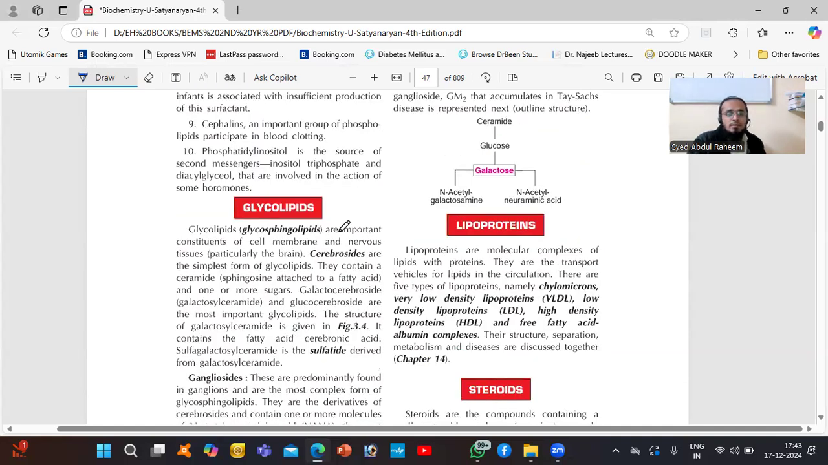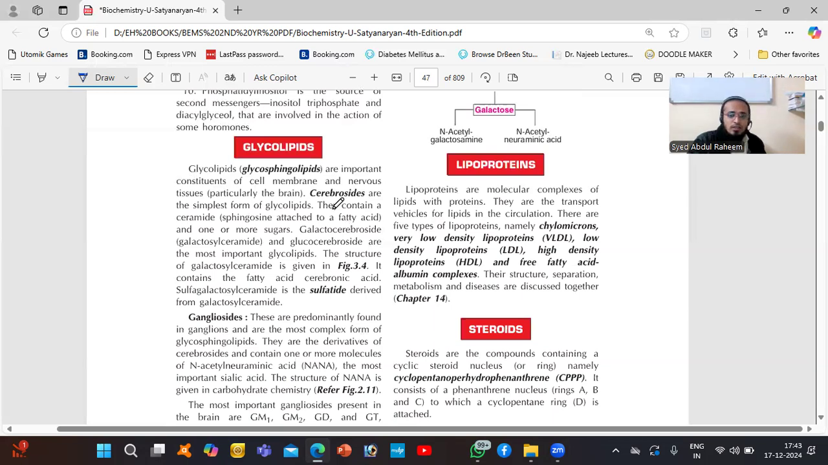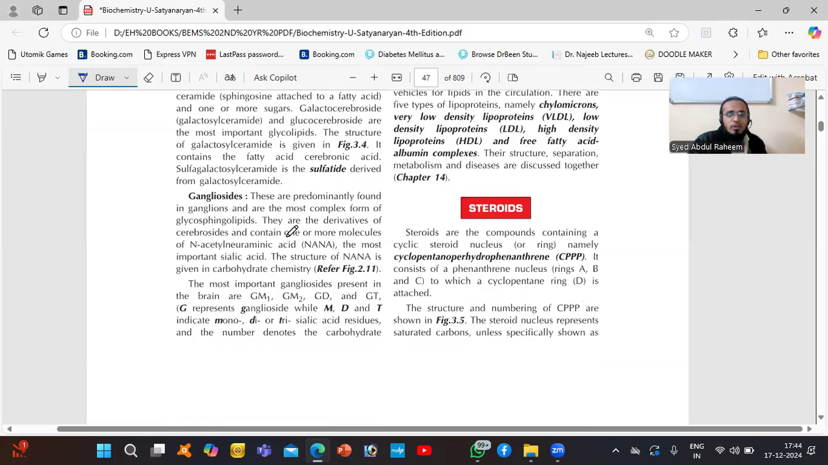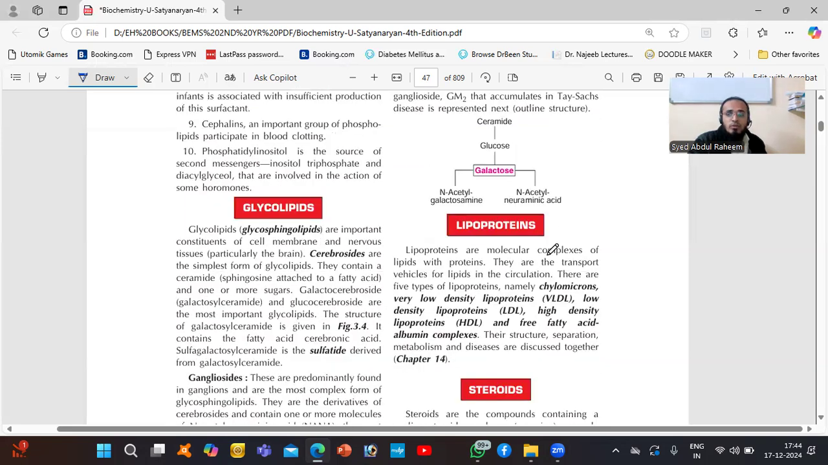Next is glycolipids. Glyco means carbohydrates, and we have lipids. Glycolipid means the formation of carbohydrates and lipids. It is very important for the cell membrane as well as nervous tissue. For the brain, we need glycolipids. Okay, very important for us. Next is lipoprotein. Lipoprotein means lipid and protein.